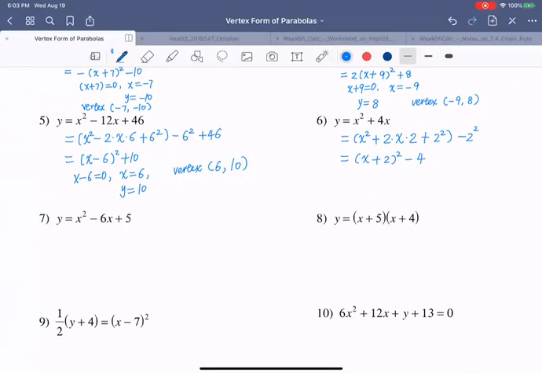And so x plus 2 equals 0, so x equals -2, and y equals -4. Oh, sorry, -4.